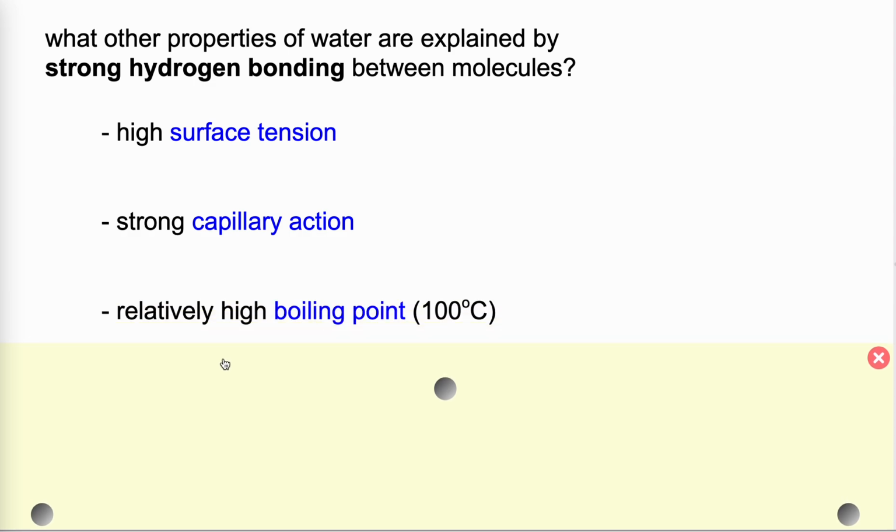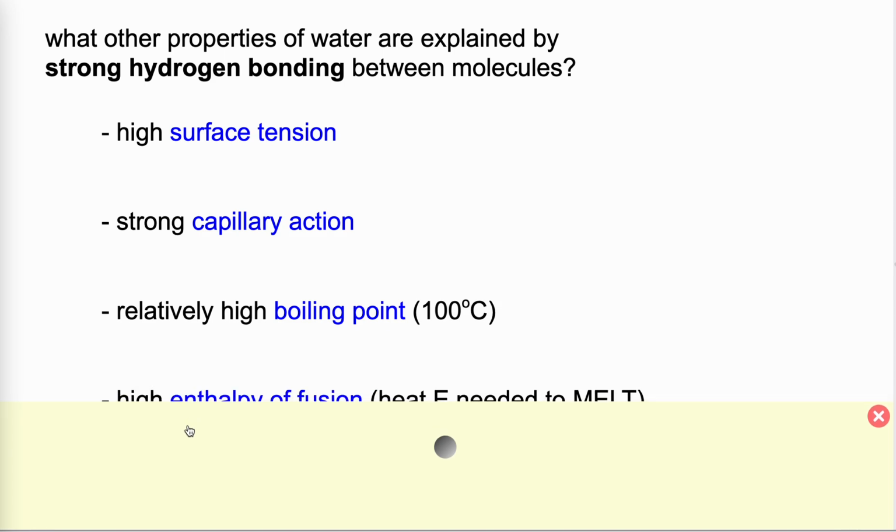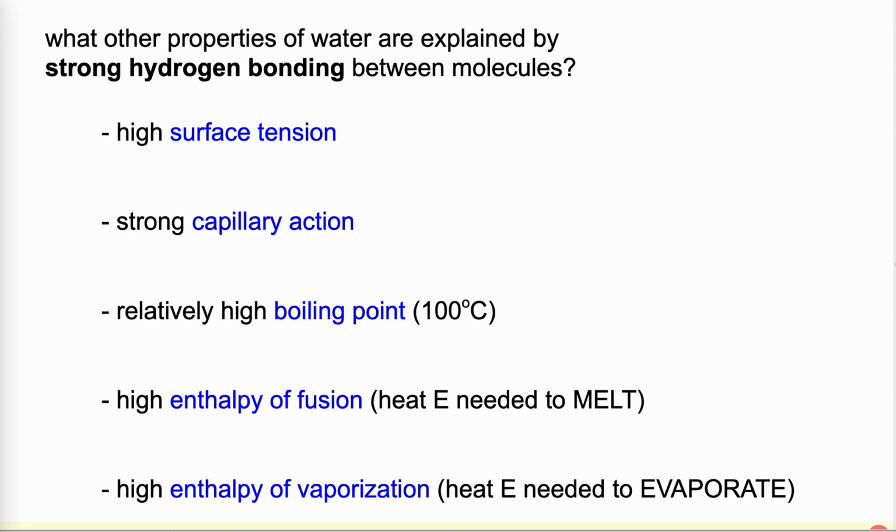Water has an unusually high boiling point. For such a small molecule, it's very unusual that water exists as a liquid at room temperature. Having a boiling point of 100 degrees Celsius is indicative of extremely strong hydrogen bonding, extremely strong intermolecular attractive forces, and water also has a relatively high enthalpy of fusion, meaning it takes a lot of heat energy to go from the solid to the liquid phase. And it also has a very high enthalpy of vaporization because you have to overcome those strong hydrogen bonds in the liquid phase to turn it from the liquid into the gas.